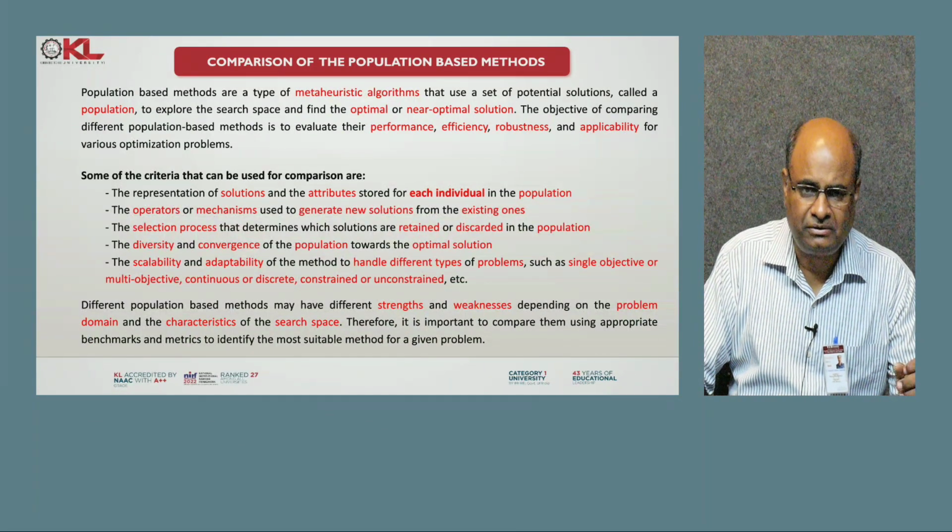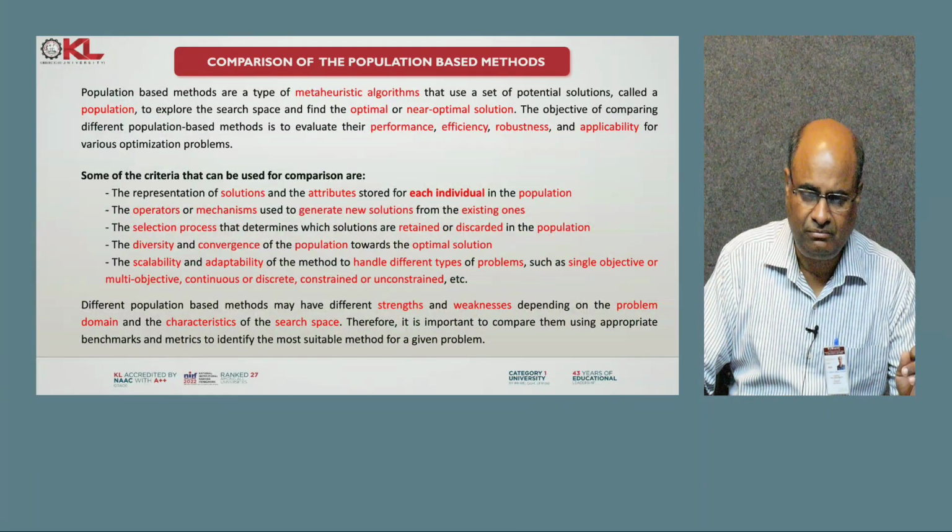So population based methods are a type of metaheuristic algorithm that use a set of potential solutions called a population to explore the search space and find optimal or near optimal solutions. Optimal means we can get the maximum or minimum; near optimal means near to the maximum or near to the minimum. The objective of comparing different population methods is to evaluate the performance, efficiency, robustness, and applicability for various optimization problems.